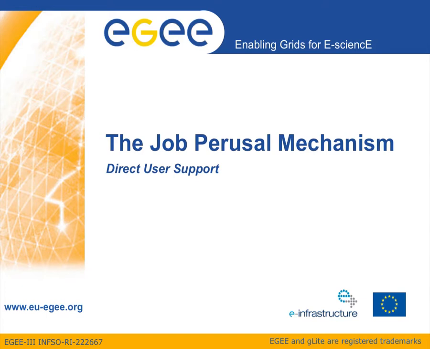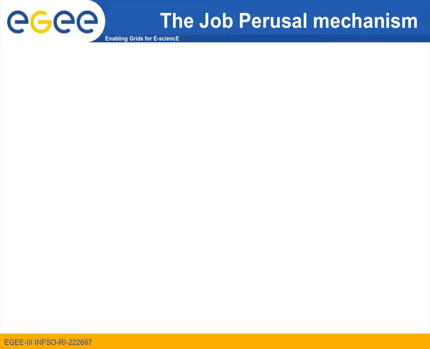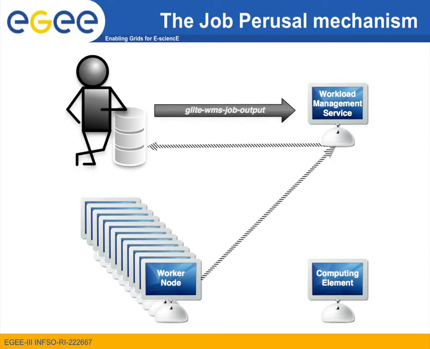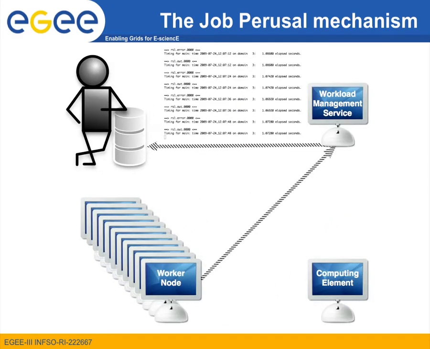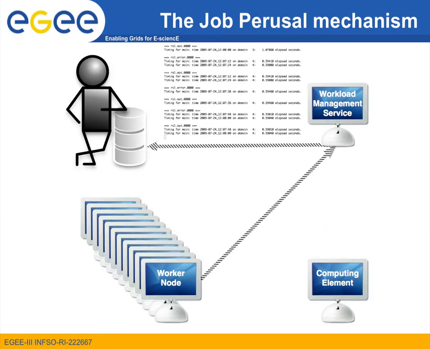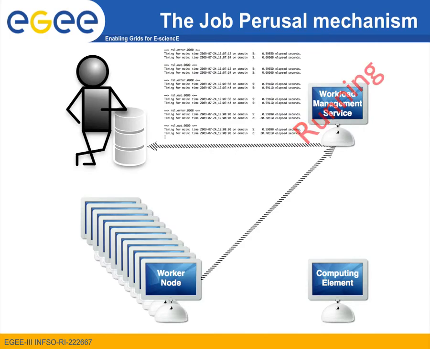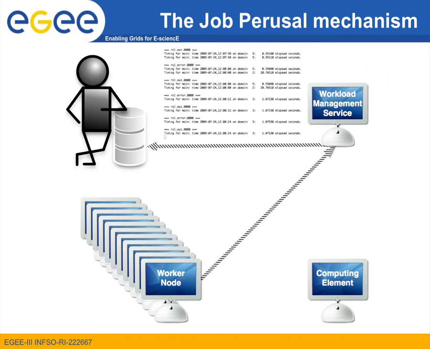During this screencast we will discuss the job perusal mechanism, which is used in case a user wants to monitor the output of a grid job as it executes on a grid worker node. In the common case, when a user submits a job to the EGEE grid, he or she may only retrieve the output once the job reaches the Done Success state. In many cases, however, especially for long jobs that may run for several days, it is useful to monitor the output files of a job as it executes on the worker node. This may be achieved with the job perusal mechanism.